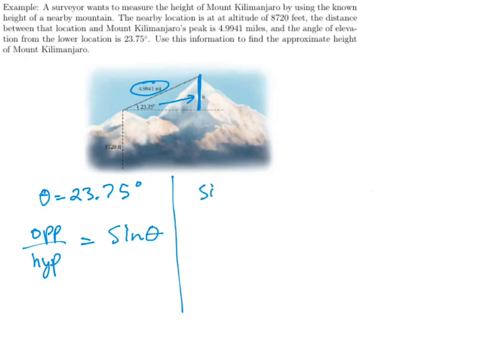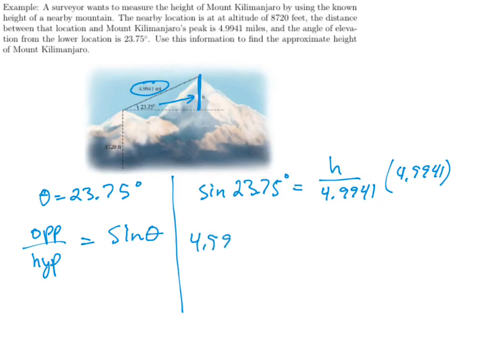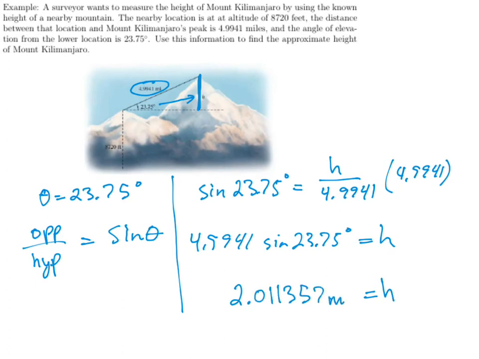So what we're going to do is say sine of 23.75 degrees is equal to opposite, let's call that h, over 4.9941, and that's in miles. So multiplying both sides by 4.9941, we're going to get 4.9941 sine 23.75 degrees, and that is equal to h. Again, we can just type this directly into the calculator. And again, make sure we are in degree mode, and we end up with 2.011357 miles.